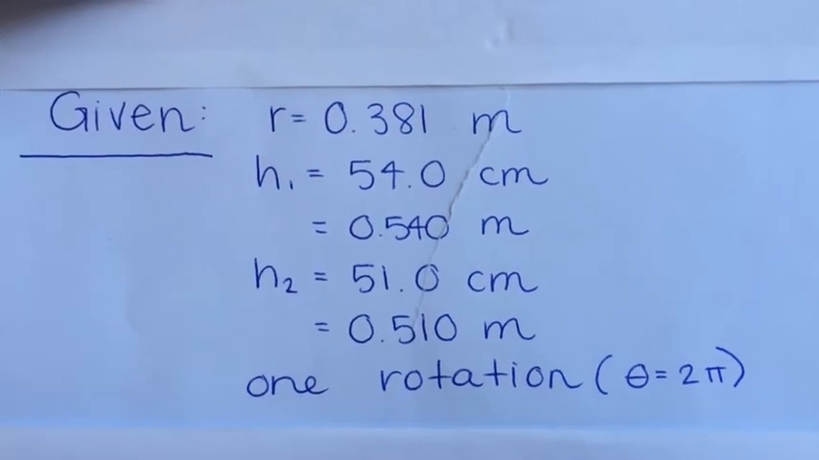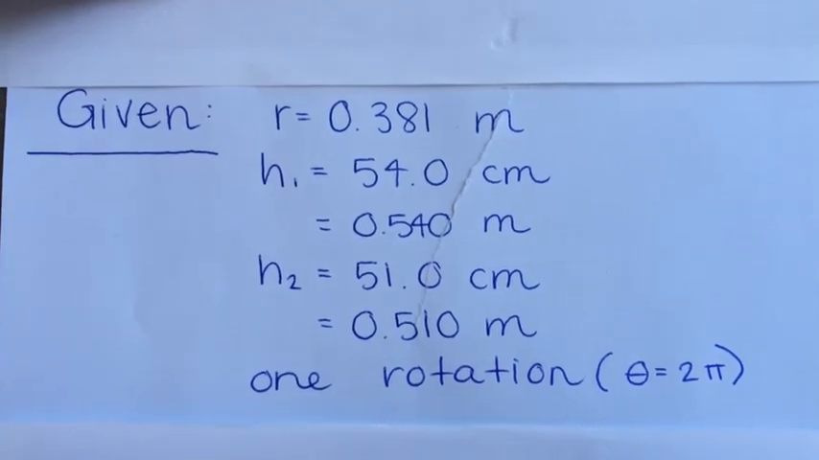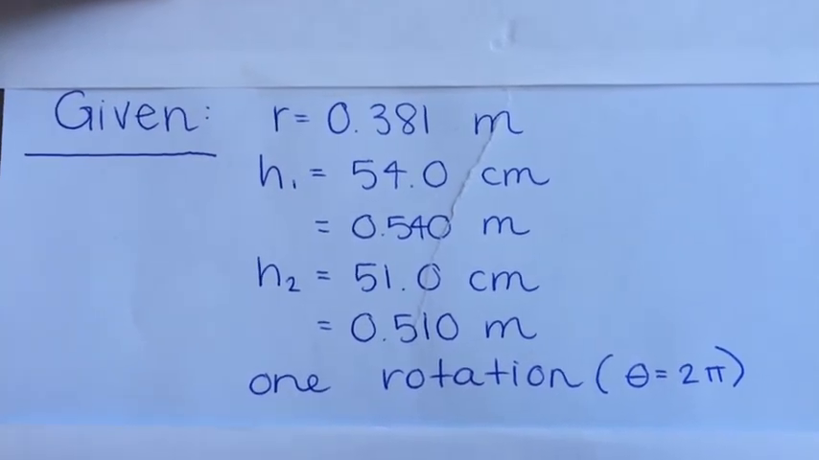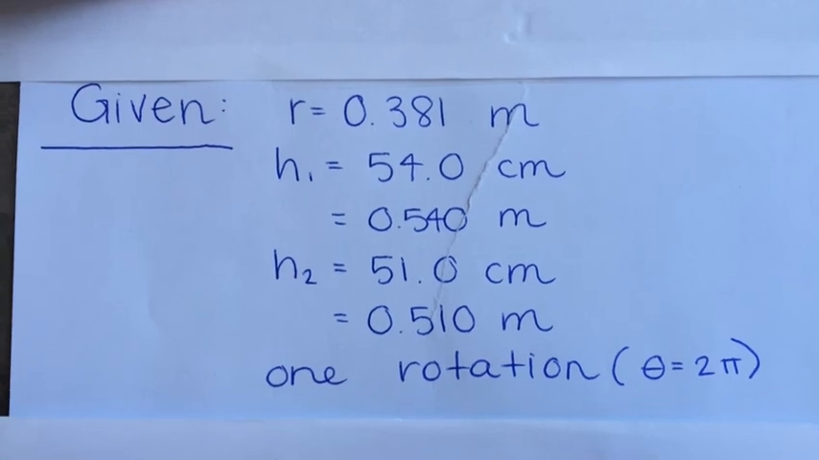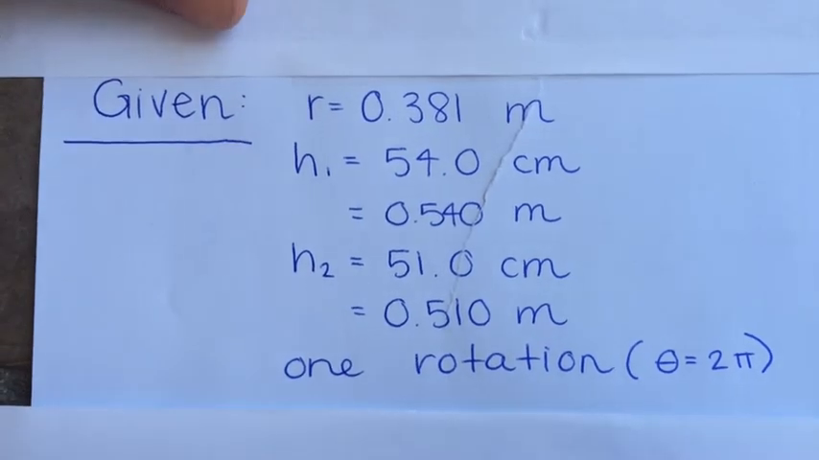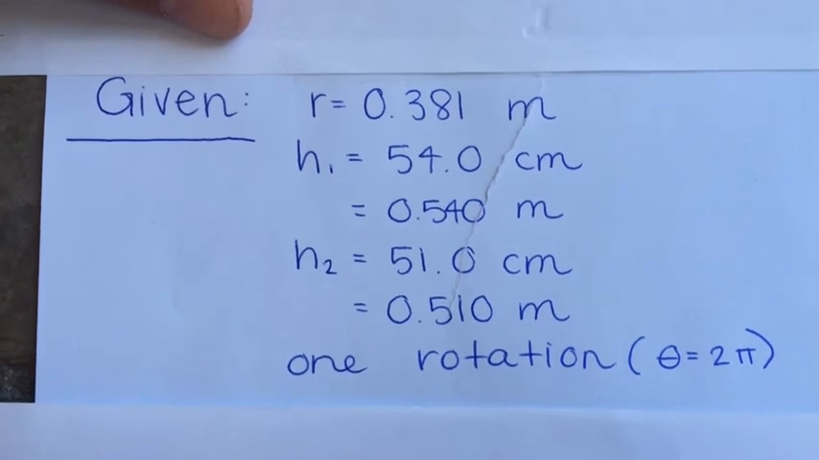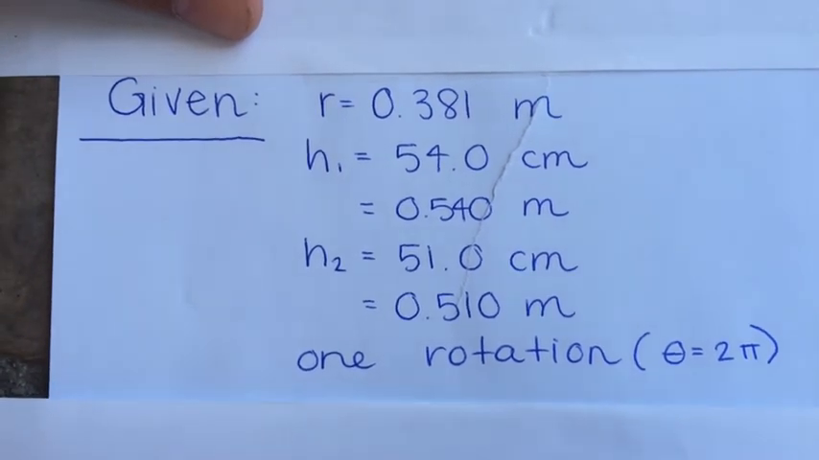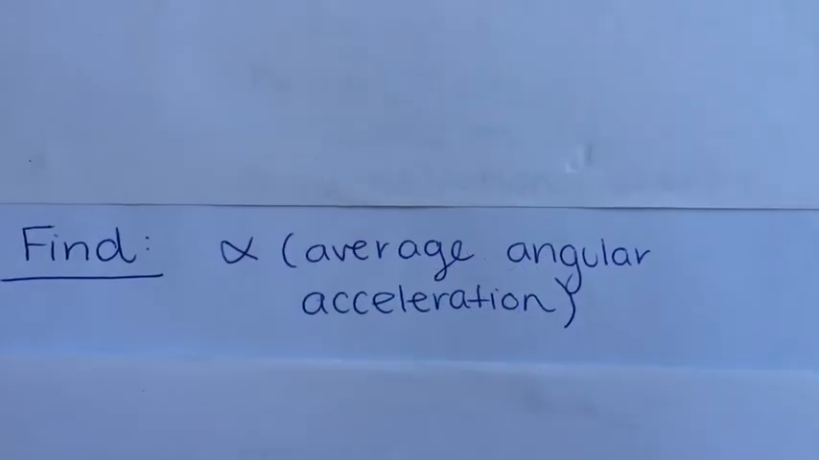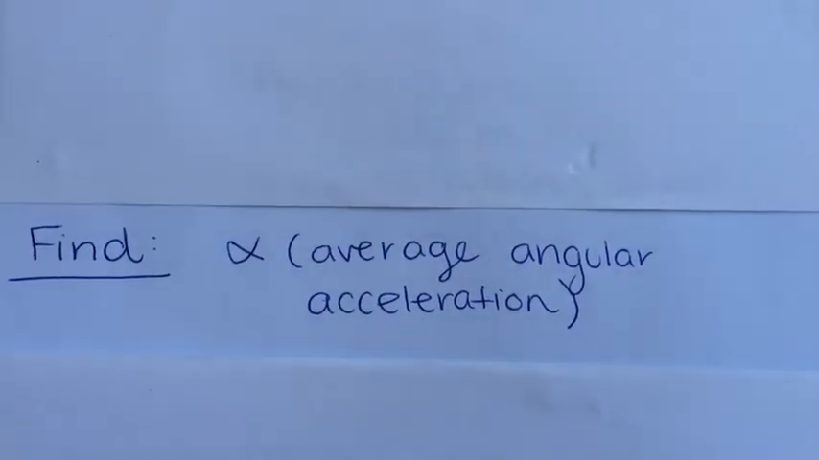Here we're given the radius, which is .381 meters. The height of the first drop, which is 54 centimeters, which we convert into meters, so it's .54 meters. The height of the second drop, which is 51 centimeters, and we convert that to .51 meters, and one rotation is 2 pi. And the find is the alpha, which is the average angular acceleration.